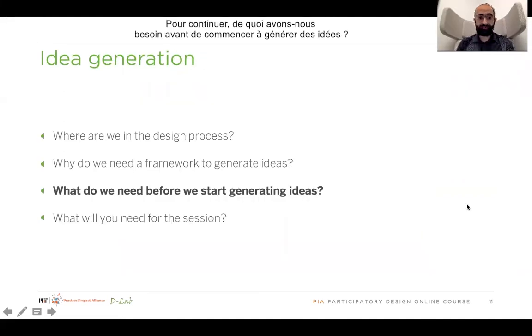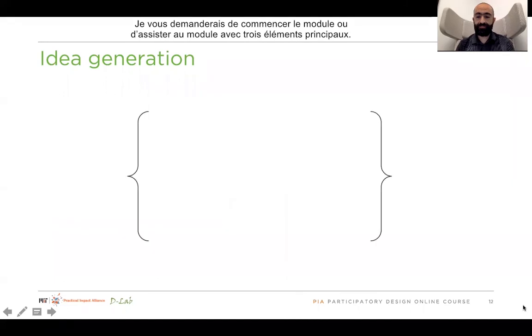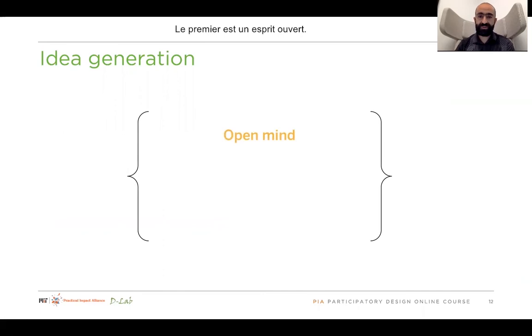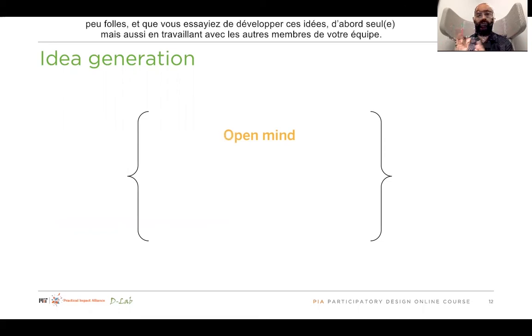All right, so moving forward, what do we need before we start generating ideas? I would ask you to come to the session with three main things. The first one is an open mind. I want you to be ready to think out of the box. I want you to be ready to really stretch your mind in different directions. And I want you to be ready to come up with very pragmatic ideas, but also somewhat crazy ideas, and try to build these ideas not only by yourself, but working along with your teammates.